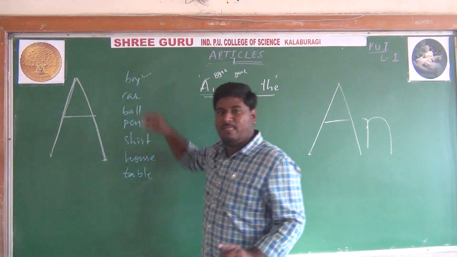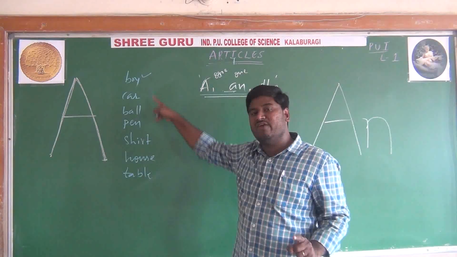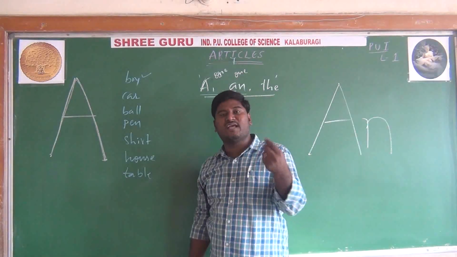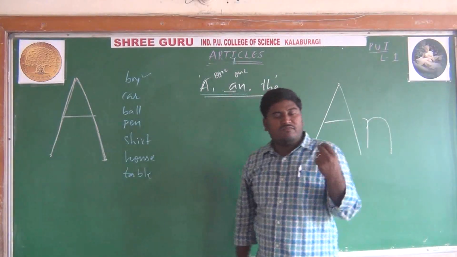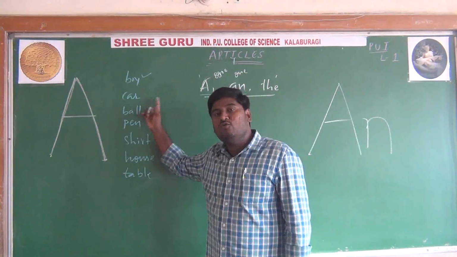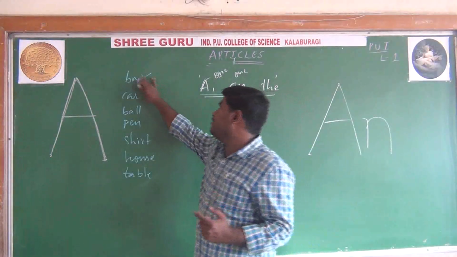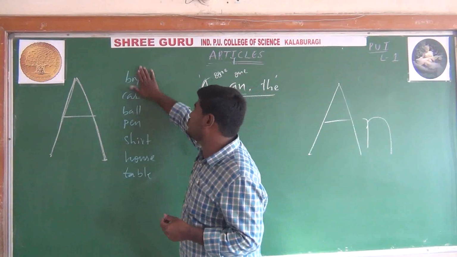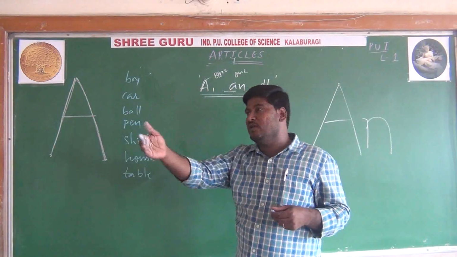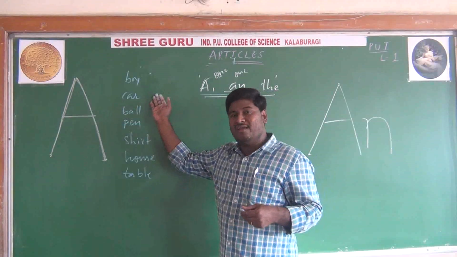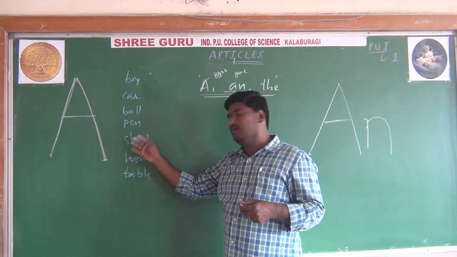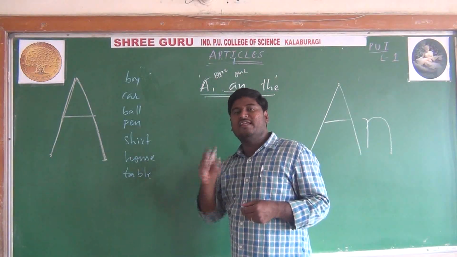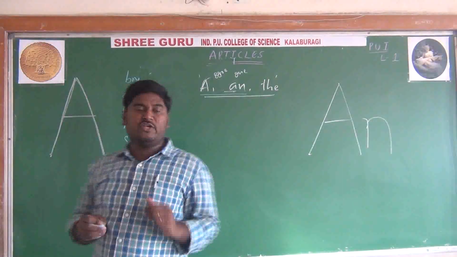You should say a boy because these words have a consonant sound. It could be a name or a thing which has a consonant sound. First of all, we should remember that the noun should be singular. We cannot say a boys, a cars. It will be absolutely wrong because a literally means one. So a boy, a car, a ball, a pen. If the noun is singular and has a consonant sound, there we should use a.